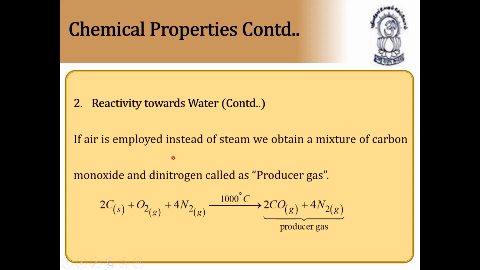Next, if air is employed instead of steam, we obtain a mixture of carbon monoxide and dinitrogen as producer gas. So if carbon is treated with air at a very high temperature, it forms producer gas. It is also a fuel gas. So producer gas is a mixture of carbon monoxide and nitrogen gas.